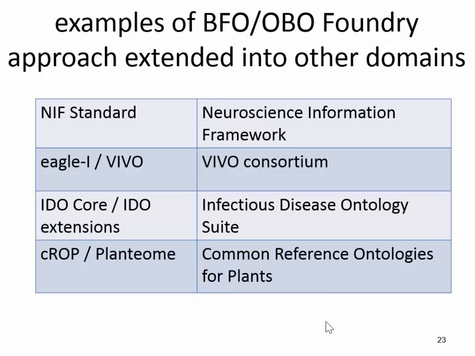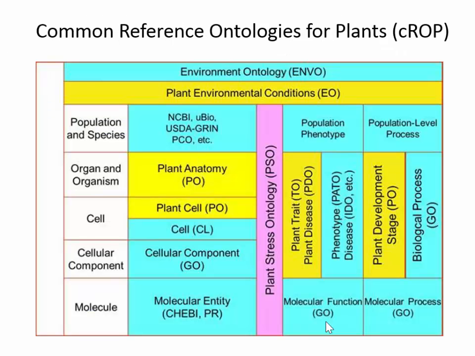And in each of these cases, several of the OBO Foundry ontologies are taken, but then they're expanded in a granular way in specific areas, for instance, areas of plant science. This is the crop ontology suite. So we have plant trait ontologies for many plant species now.